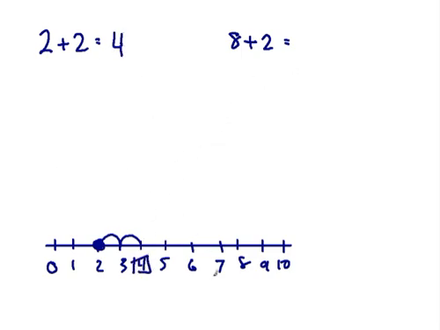And for 8 plus 2, you start with 8, right? Because that's the number you had in the beginning. Go with a big dot on 8. And then you jump 2 spots again. So you go 1, 2. Then you got 10. So 8 plus 2 equals 10.